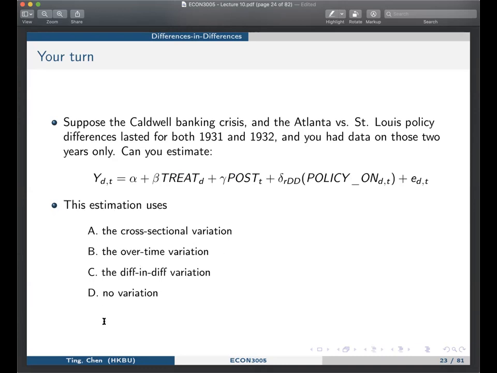But between A and D, is there no variation at all? A is that we have a cross-sectional variation. In fact, we do have cross-sectional variation because the treatment, we still have variation on this variable. So we can define the treatment and control group here. So the answer is A. We actually still have cross-sectional variation. We only lack the over time variation. That is why we don't have the difference-in-difference variation.